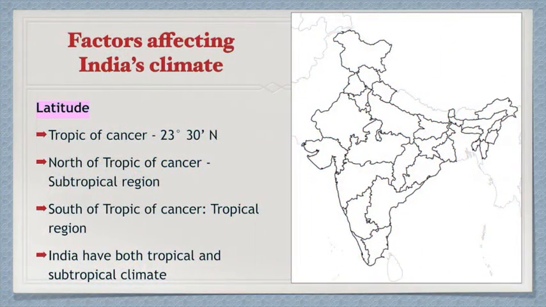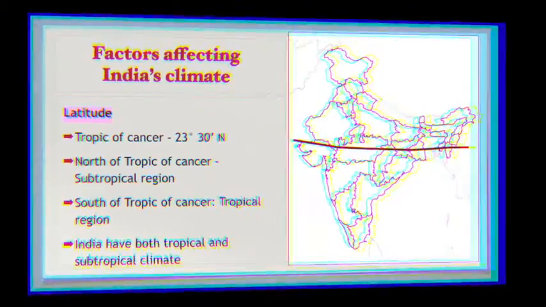Then, factors affecting India's climate. First factor is latitude. India's Tropic of Cancer runs from the Rann of Kutch in the west to Manipur in the east. 23 degrees 30 minutes north is the Tropic of Cancer. The region north of the Tropic of Cancer is called subtropical, whereas the region south of the Tropic of Cancer is tropical. So India has both tropical and subtropical climates.